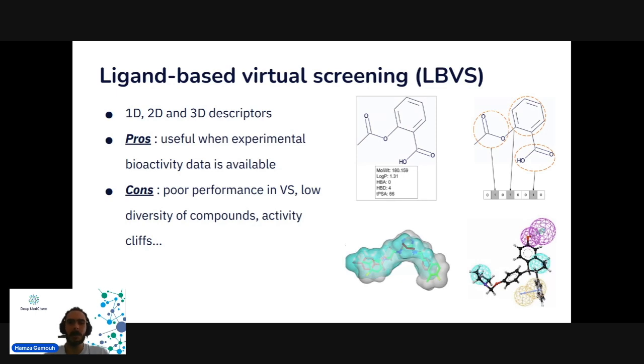However, they usually have poor performance in virtual screening benchmarks, and the diversity of the compounds that are found using these methods is actually limited by the amount of experimental data that we have. And we also have this problem of activity cliffs, where very similar compounds have extremely different behavior with respect to a target.